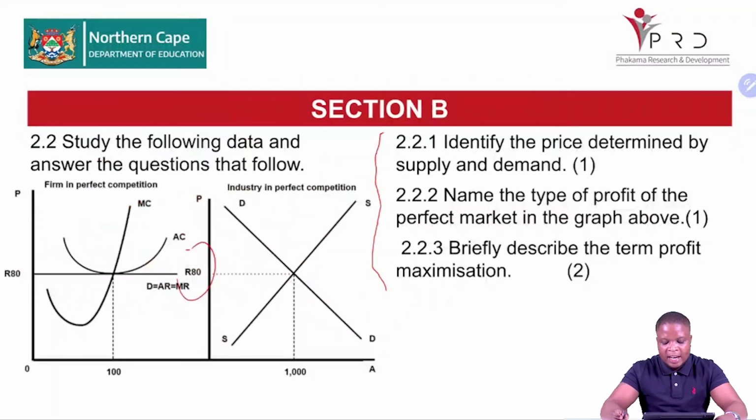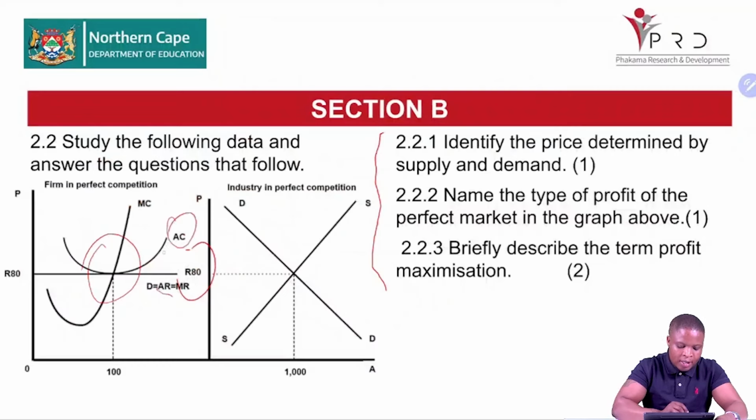Number 2, name the type of profit of a perfect market in the graph. What kind of profit are they making here? What do you look at? AR is equal to AC. When AR is equal to AC, it means when you do your calculation, your answer will be 0. What type of profit is this?